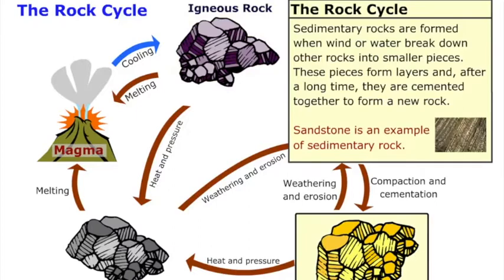Sedimentary rocks are formed when wind or water break down other rocks into smaller pieces. These pieces form layers, and after a long time, they are cemented together to form a new rock. Sandstone is an example of a sedimentary rock.